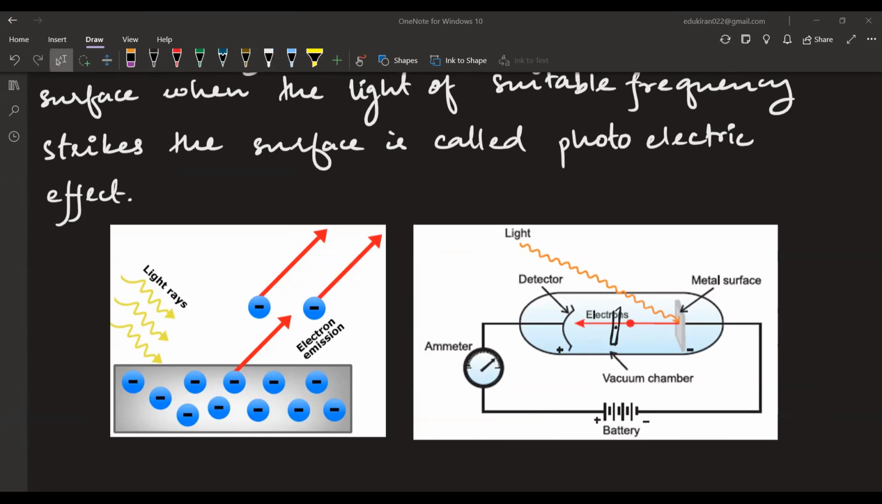Photoelectric effect. What happens? My internet is not working. Oh, experiment. And there is a good video here. And since I don't want any strike in our channel, what I will do, I will stop the cord.